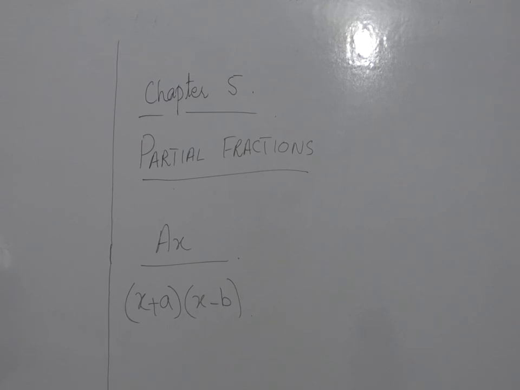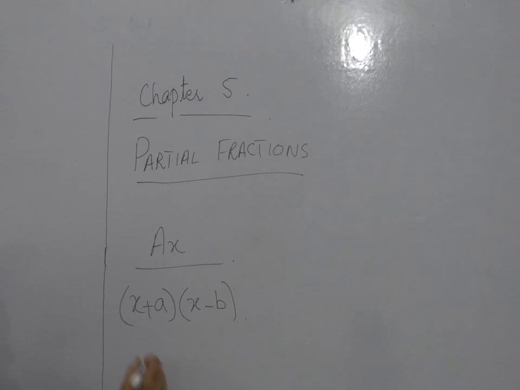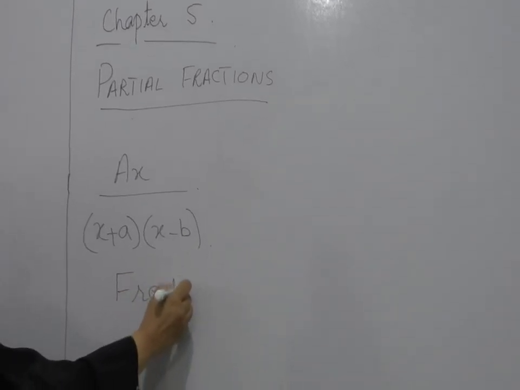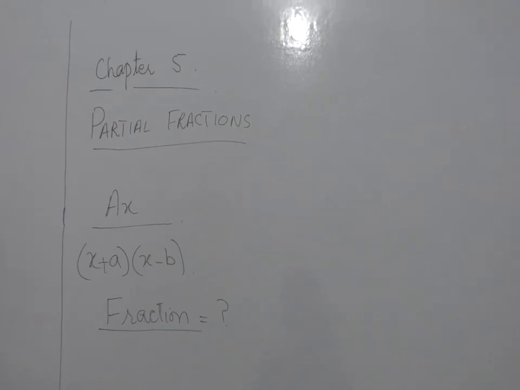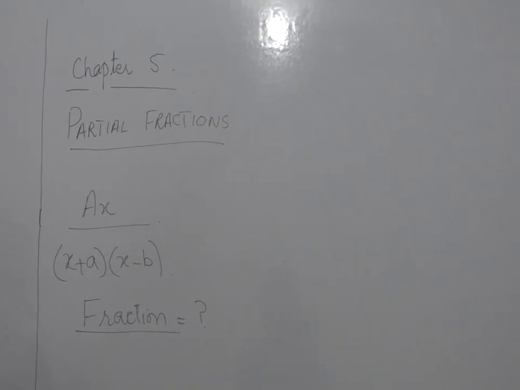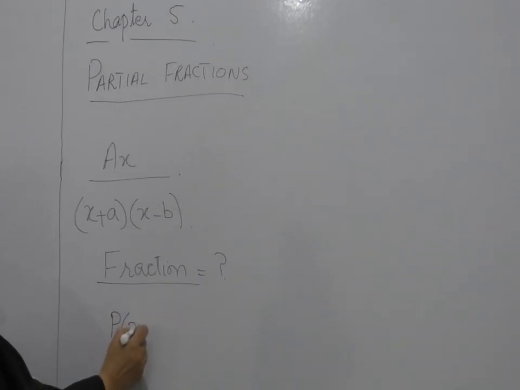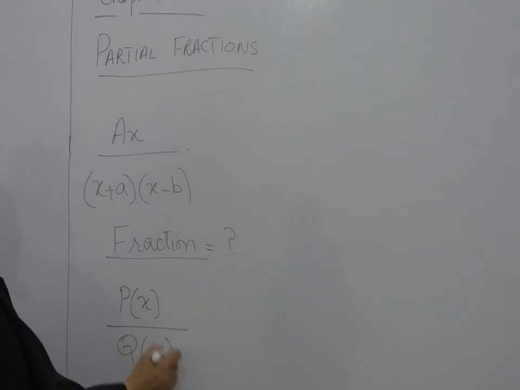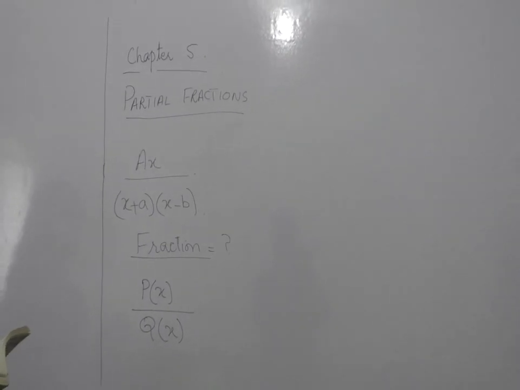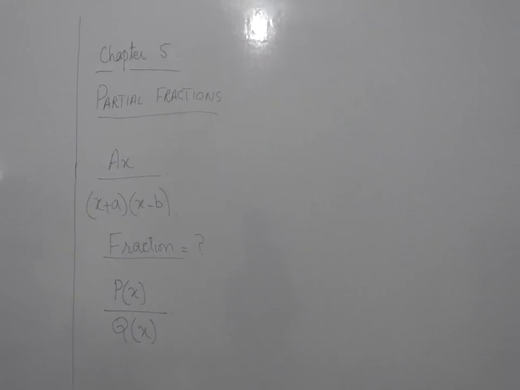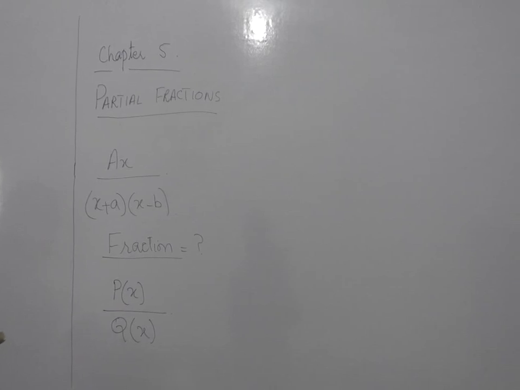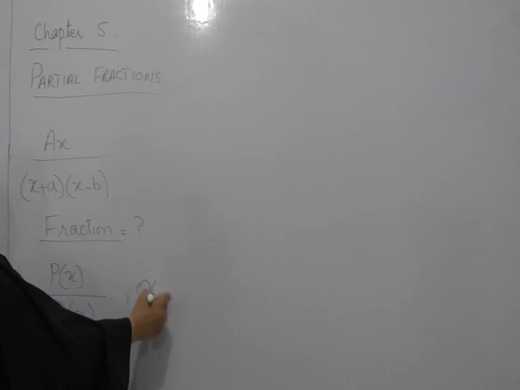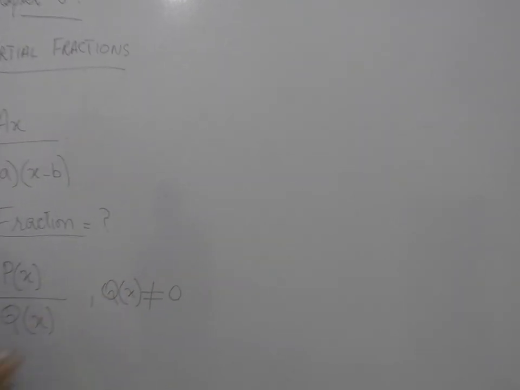Before coming to partial fraction, let's start first with fraction. What is a fraction? Fraction is when a rational number is in the form of P of x and Q of x. P of x stands for numerator and Q of x stands for denominator. Where P of x and Q of x, both the terms are polynomial. And most important, Q of x is not equal to 0.